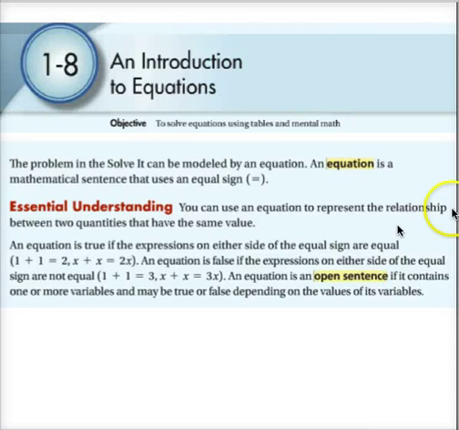Lesson 1-8, an introduction to equations. Our objective in this lesson is to solve equations using tables and sometimes mental math. Alright, first we'll start by defining what an equation is.